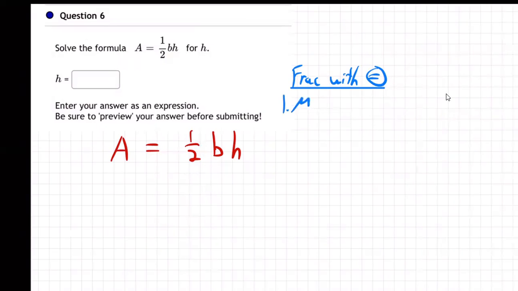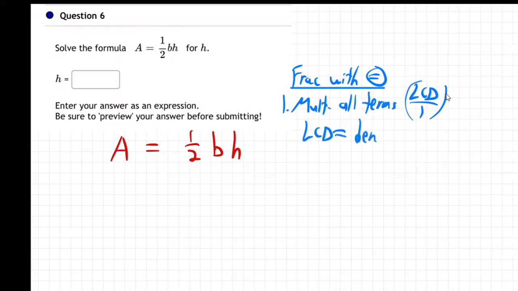How do we do it? We multiply all the terms by the LCD over 1. And the LCD equals the denominators multiplied. Well, the only denominator we have is a 2. It's the only thing under a bar. So I'm going to multiply by 2 over 1 here and 2 there. You can put this 2 over 1 if you want, but you don't need to.